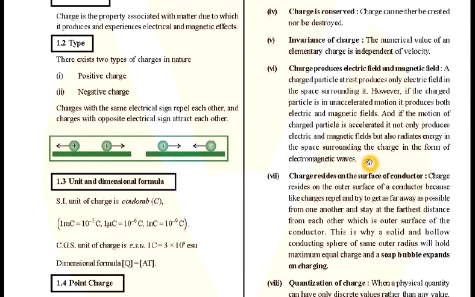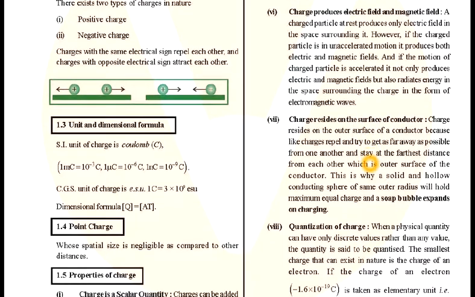Now look at the seventh property. Charge resides on the surface of a conductor. It means if there is a conductor, then charge will not be present within the conductor. If there is a solid conductor, then charge will not be present within it. Charge will always be present on the surface.